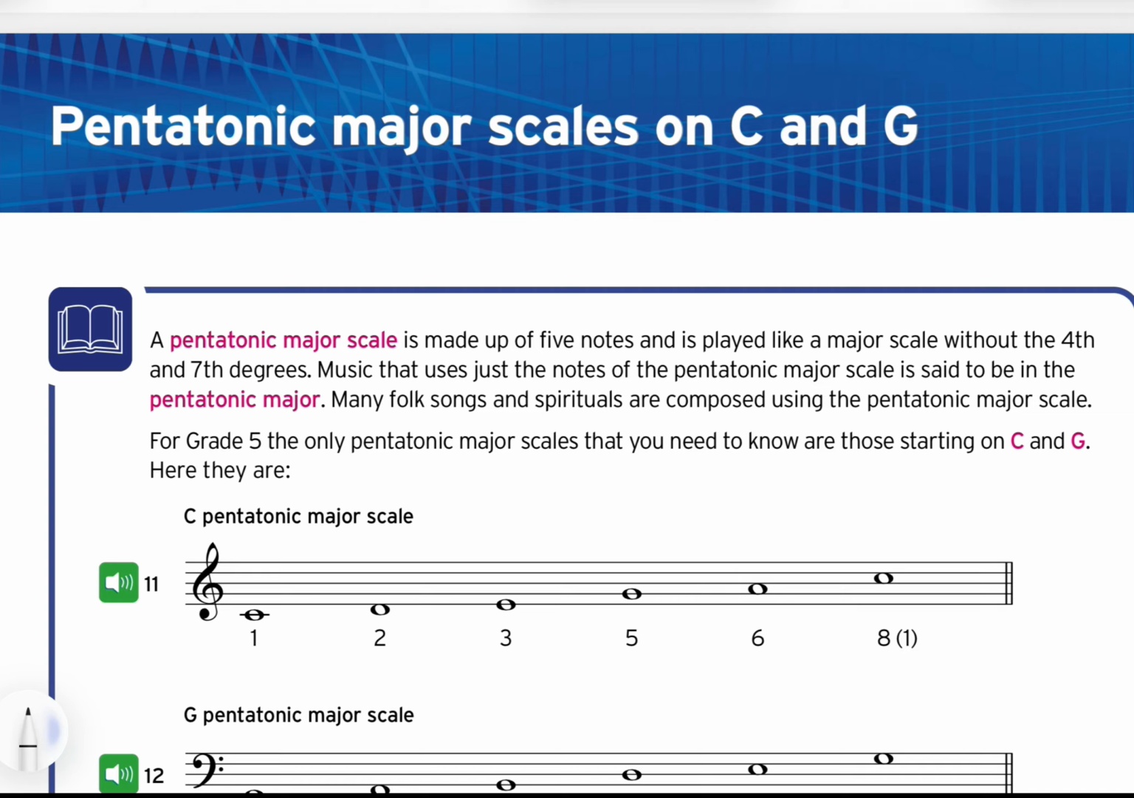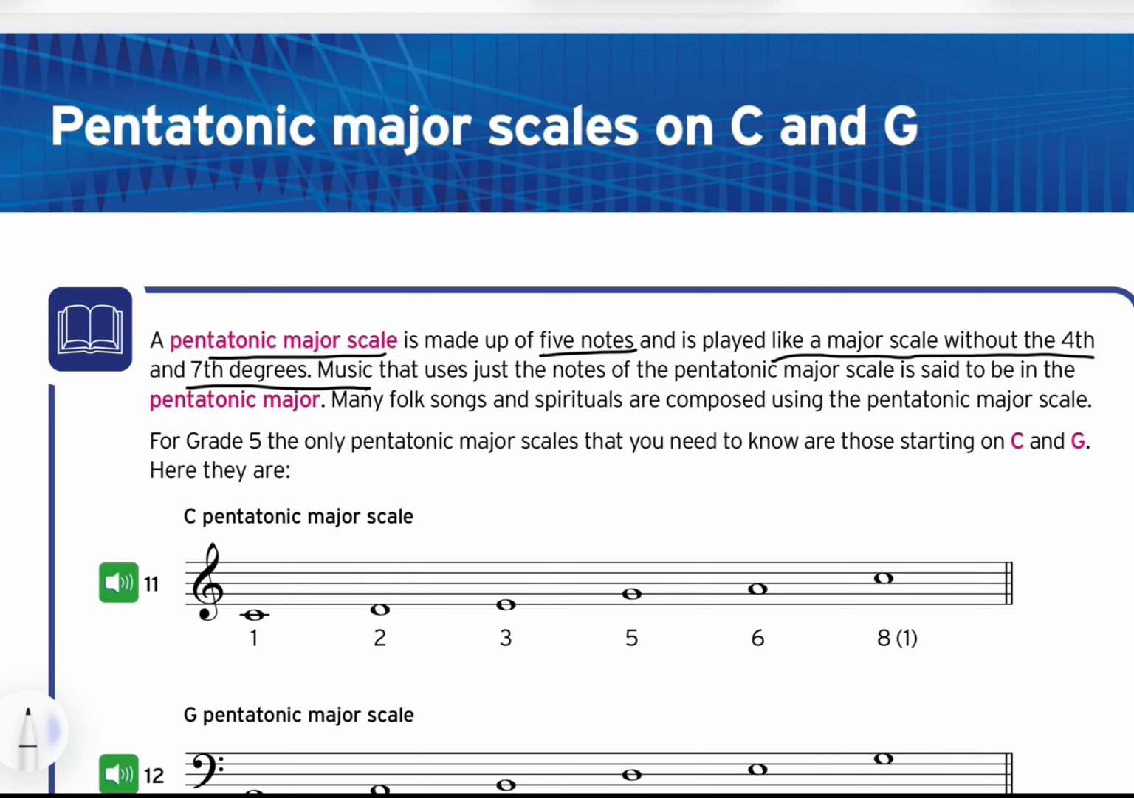Hello friends. Today we are going to start the new topic which is called the pentatonic major scale in C and G. As you know, a pentatonic scale is made up of five notes, which is played like a major scale without the fourth and seventh degree. What that means is, say, let's take an example.